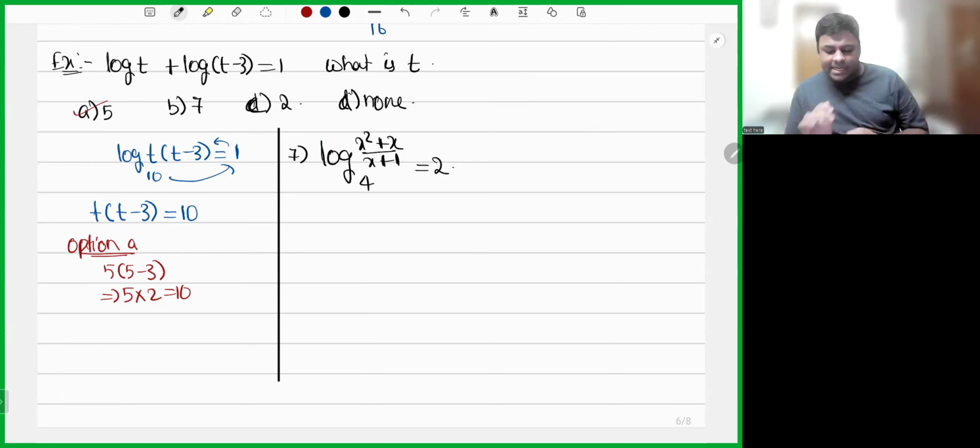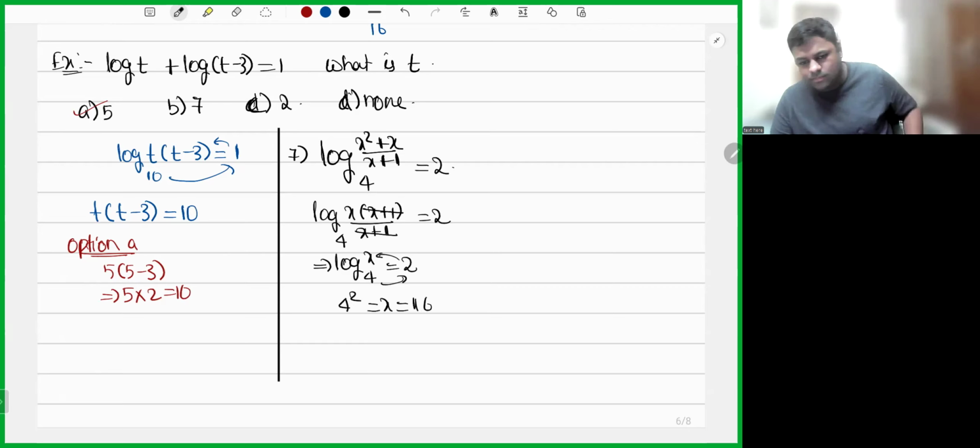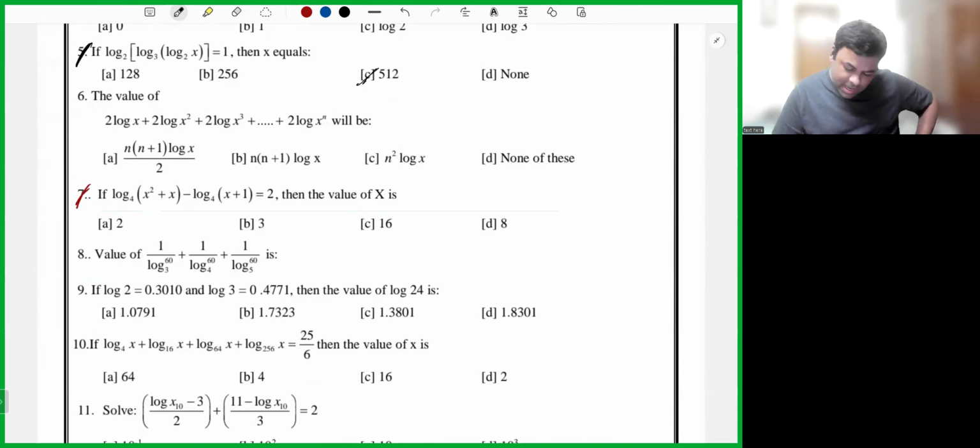Now, my dear friends, in x square plus x, can I take x common? Obviously, sir, we can. If I take x common, I'll get x into x plus 1 divided by x plus 1 to the base 4 is equals to 2. X plus 1 cancel. So log x to the base 4 is equals to 2. Converting log back into number, 4 square is equals to x, which is equals to 16. Simple sum. Yes, sir, quite simple. Nothing much to worry about. So what's the answer? Answer is 16.